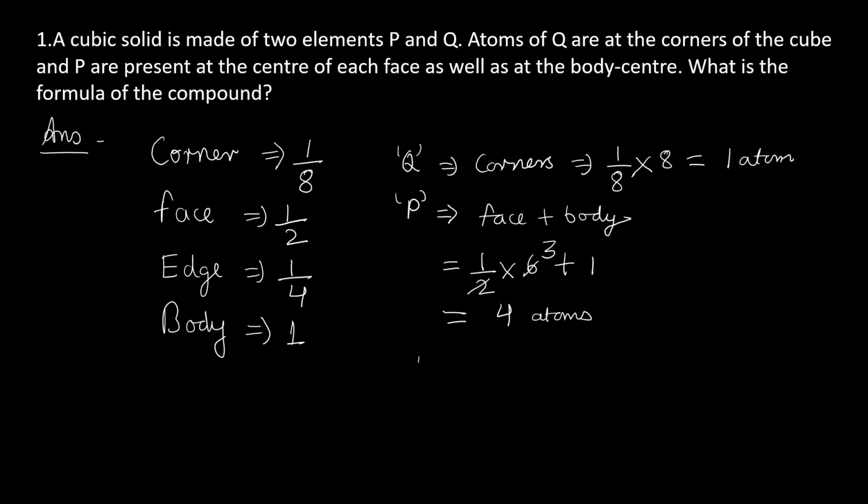So the ratio of P to Q will be 4:1, and that's why the formula of the compound will be P4Q. This is the first numerical.